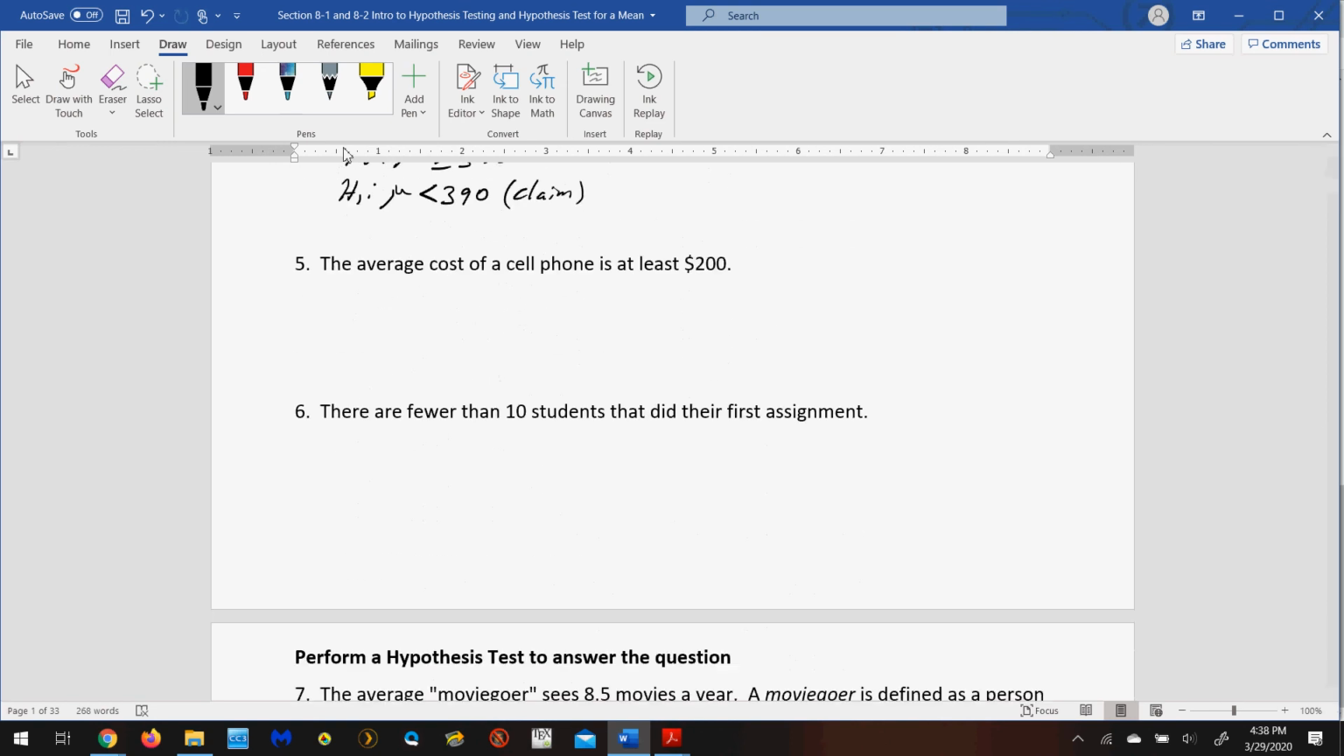So the average cost of a cell phone is at least $200. I already know I'm going to have H sub 0, H sub 1, and mu for both. So is at least. That means greater than or equal. Equal to part corresponds with null hypotheses. What's the other direction of being bigger or equal to 200? That's less than 200. And this would be my claim.